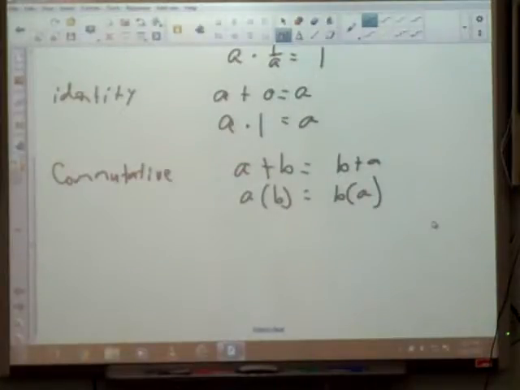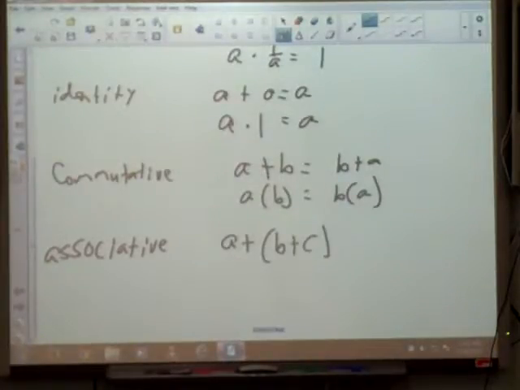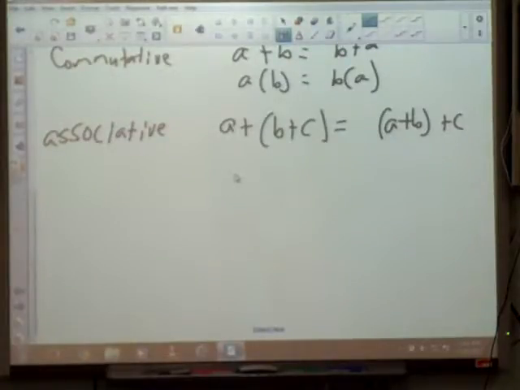And then associative, I don't know why they always group them together, I guess because of the change. Associative lets you move the parentheses. So if I had something that said A plus B plus C, I could scoot the parentheses over and do A plus B plus C. That'd be the same. Associative works with multiplication also, so it could be A times B times C and still be AB times C.